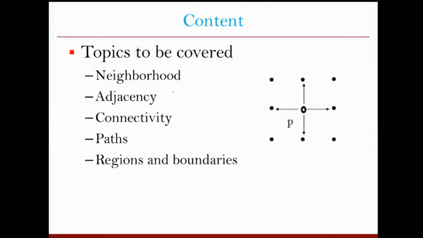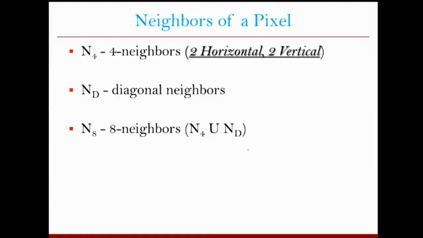The topics that we are going to cover in this class are these. We will define what a neighborhood is, and with the help of that, we'll define adjacency and connectivity. Then, with the definition of these things, we can define path and certain more things like region and its boundary and so on. Now let us try to understand what exactly we mean by neighbor, or how we define neighbors of a given pixel.